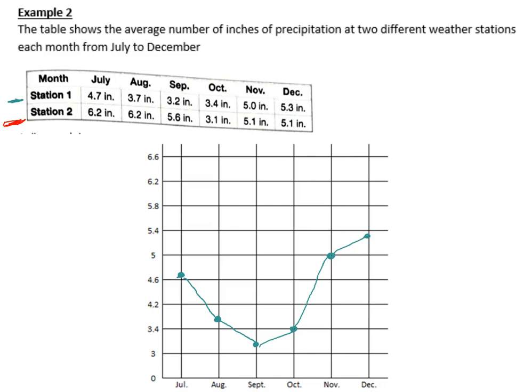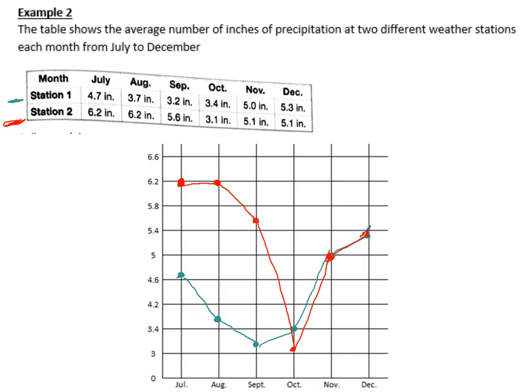Okay, at station 2, we're going to do the exact same thing and just plot the points. So in July, we're going to be at 6.2. And we're going to stay at 6.2 for the next month. And then in September, we're going to go to 5.6. And then in October, we'll be down at 3.1. November, we're going to be back up at 5, and then we finish up in December at 5.3, which is right about there.